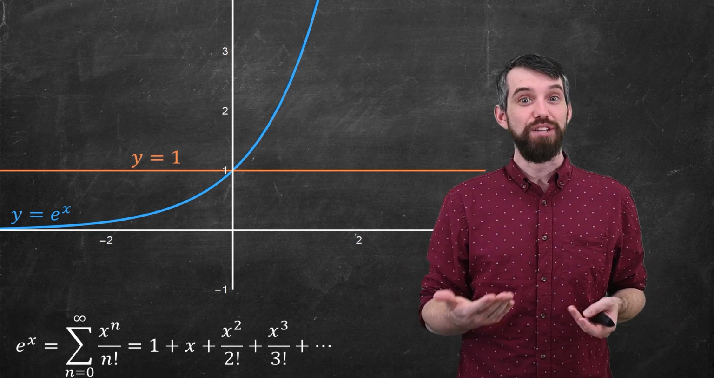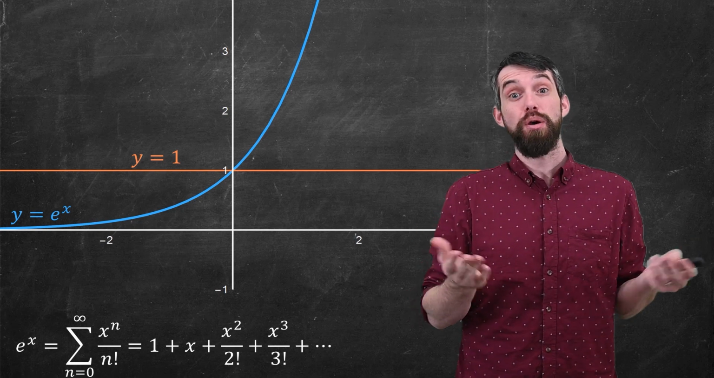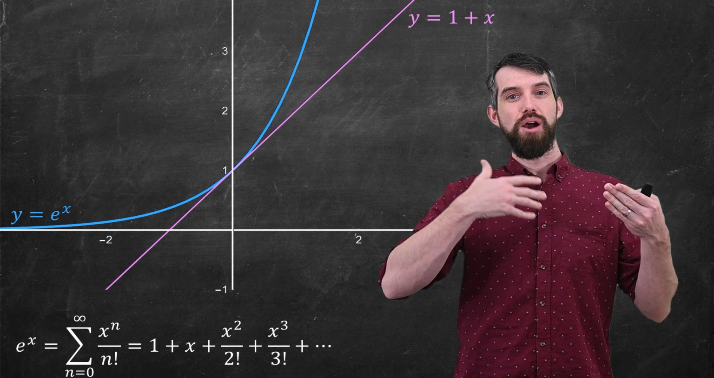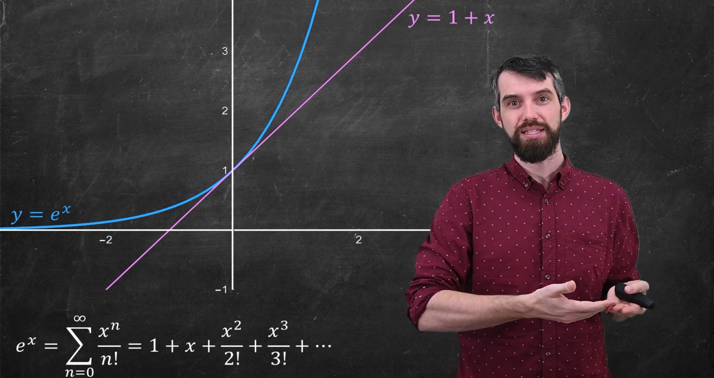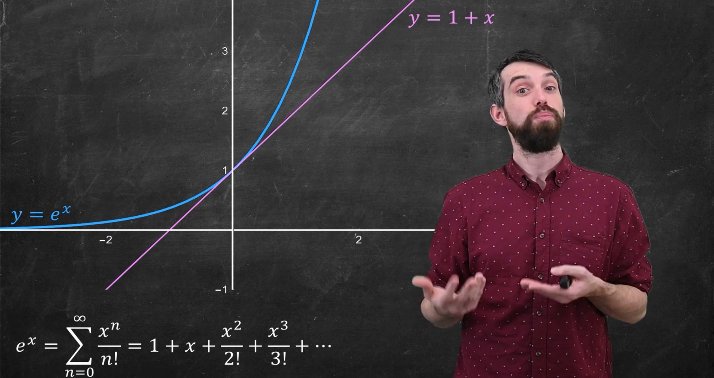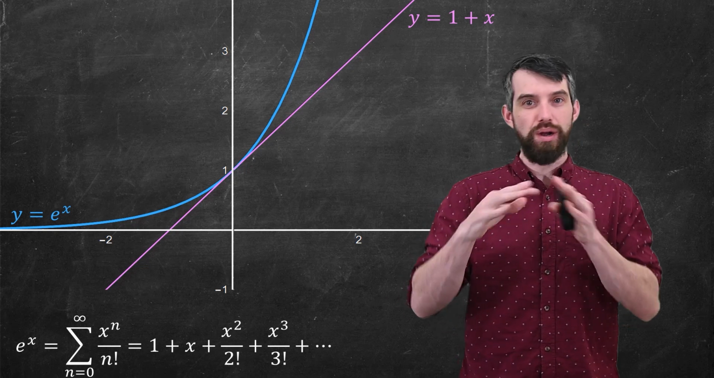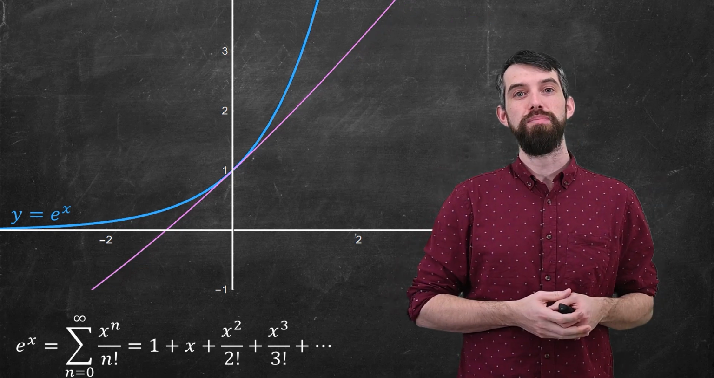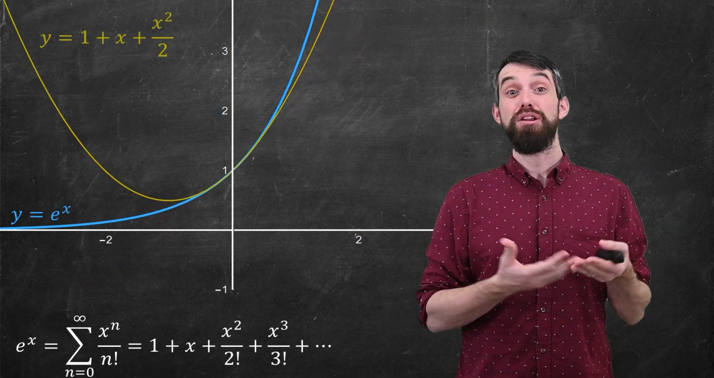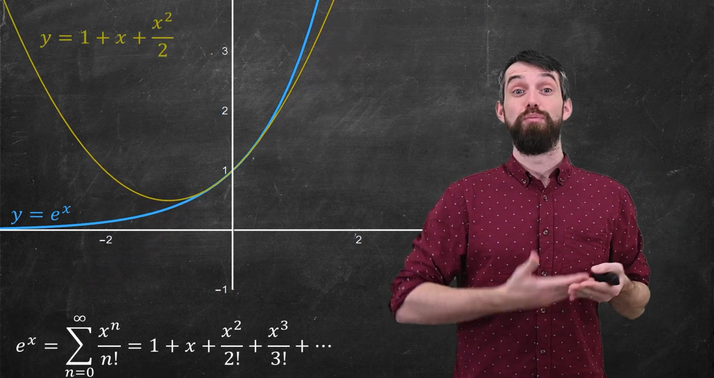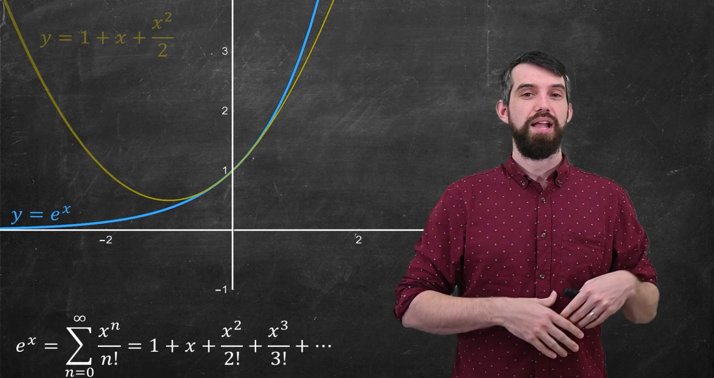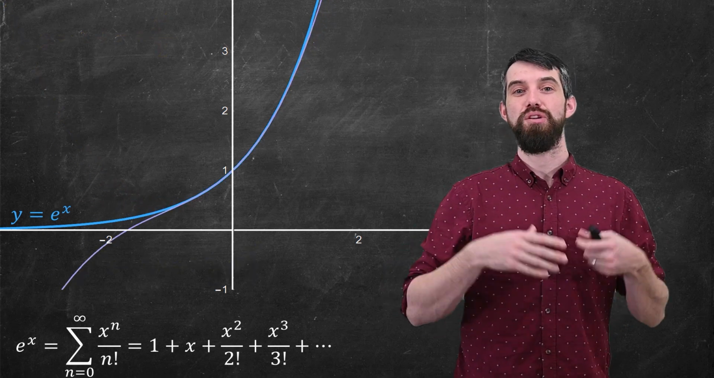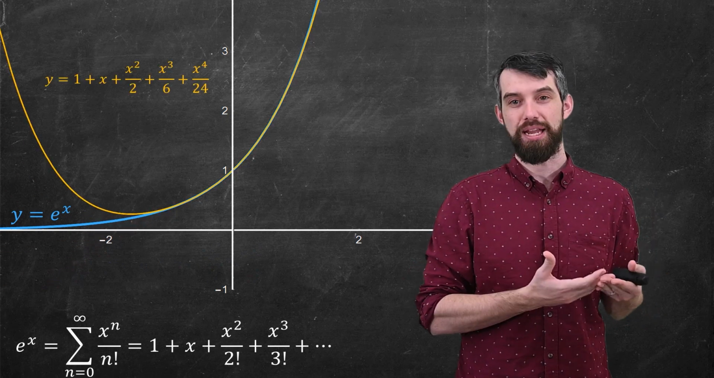1 plus x, if I add the next term, is actually a better approximation. Now I get another straight line, but because it's tangent to e to the x, it's not only a good approximation at 0, it's an okay approximation around 0. If I add the x squared over 2 term, so I get a quadratic, you're starting to see that this quadratic lines up really nicely with e to the x. I can add a cubic term, it lines up even better. I can add a quartic term, it lines up better yet again.